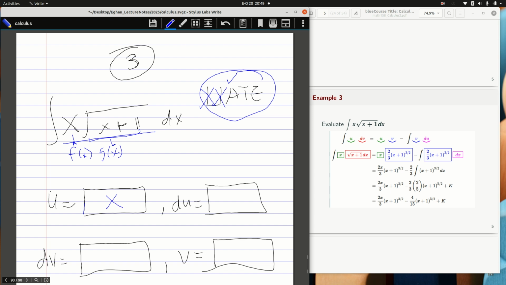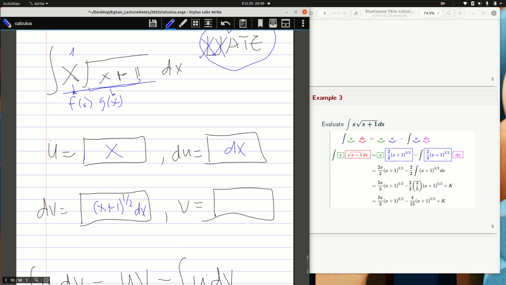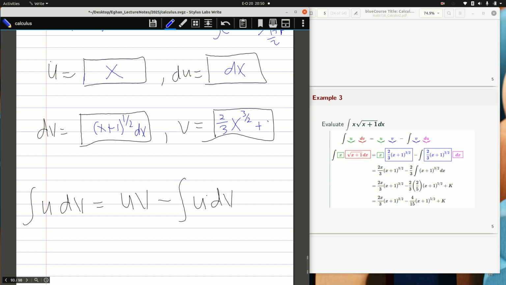Okay, and then what will be my du? Let me write dv first. If u is this, it means dv becomes x plus 1 to the power half dx, everything remaining. So u becomes x, you know that, and then for v, I have to integrate x plus 1 to the power half. You know you have to add 1 and then divide by that, and that's 3 on 2, so I'm going to get 2 on 3, x plus 1 to the power 3 on 2, plus some constant c, whatever you want to do. Okay, so let's do the substitution.